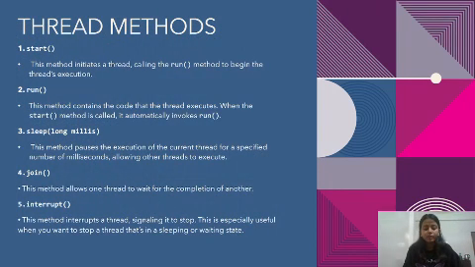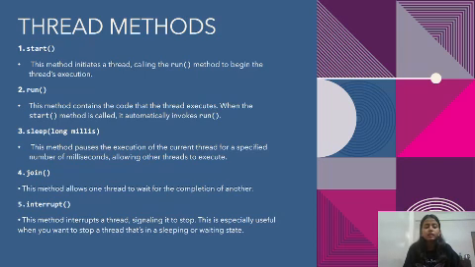There are some key methods in Java that help us control thread behavior. Start. This method initiates a thread, calling the run method to begin the thread's execution. Run. This method contains the code that the thread executes when the start method is called. It automatically invokes run. Sleep. This method pauses the execution of the current thread for a specified number of milliseconds, allowing other threads to execute.